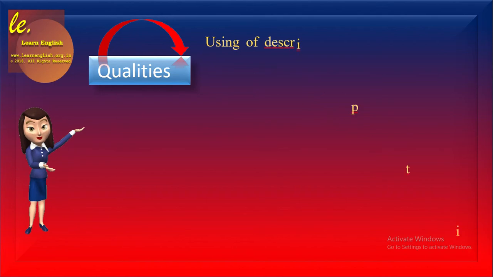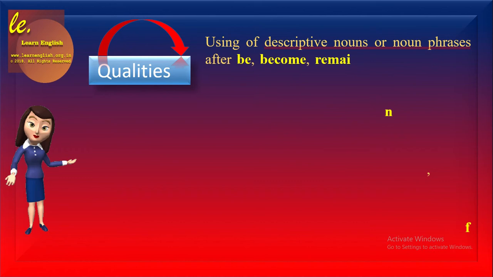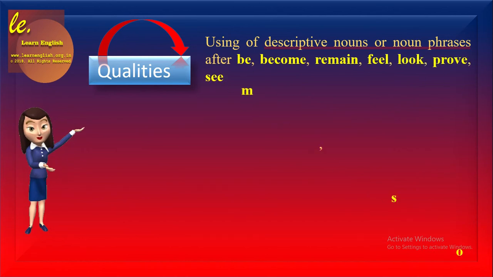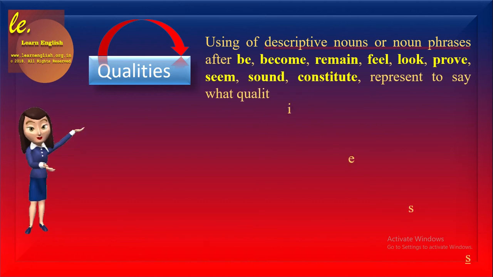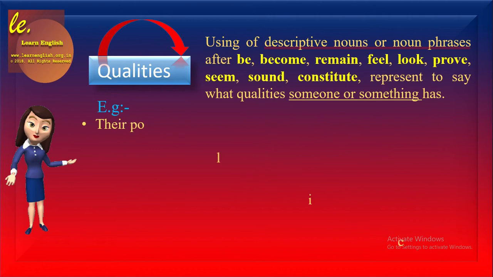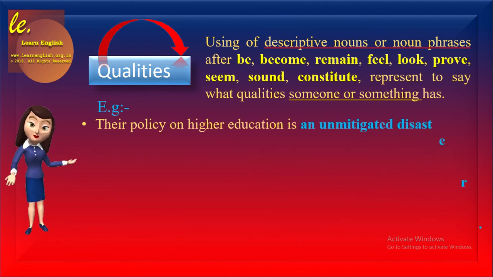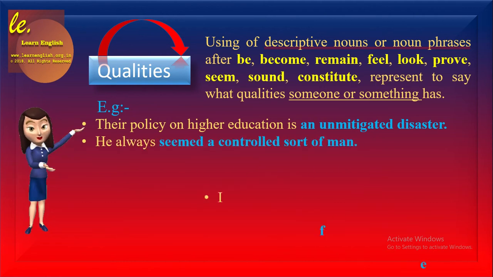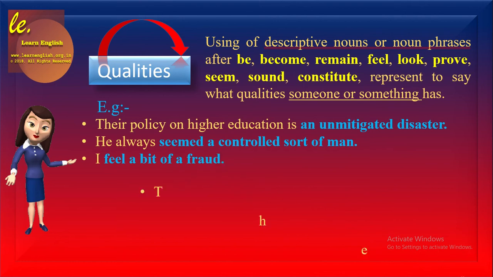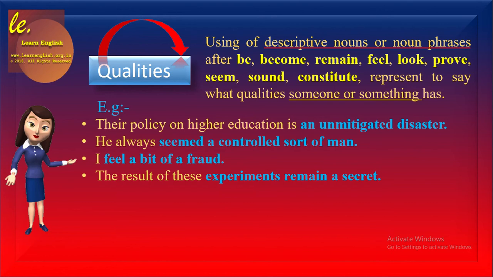Qualities: we use descriptive nouns or noun phrases after be, become, remain, feel, look, prove, seem, sound, constitute, represent to say what qualities someone or something has. Example: their policy on higher education is an unmitigated disaster. He always seemed a controlled sort of man. I feel a bit of a fraud. The result of these experiments remains a secret.